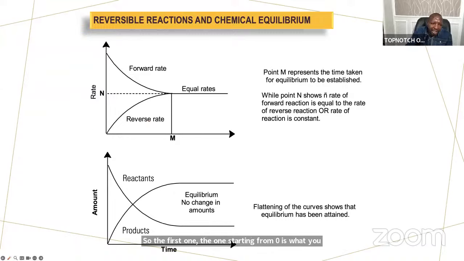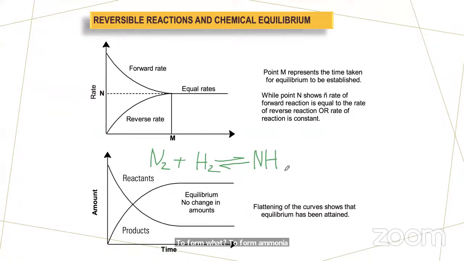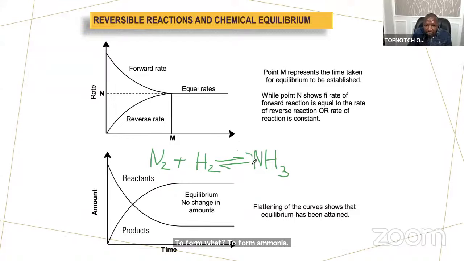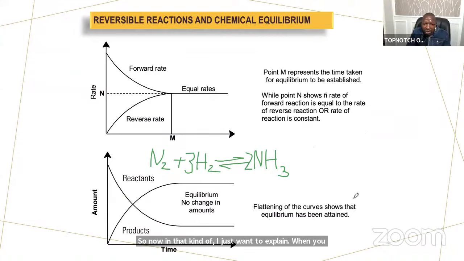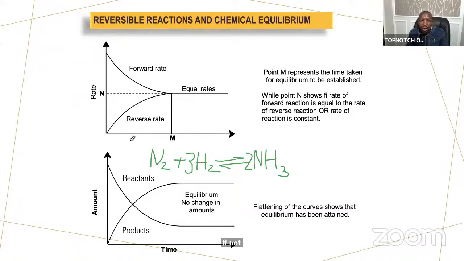Assume you have a scenario like this: nitrogen gas reacting with hydrogen gas. This is a reversible reaction to form ammonia. Now, when the reaction is starting, do you have ammonia? No. That is why there is no ammonia decomposing to form nitrogen and hydrogen. So there is no backward reaction starting.